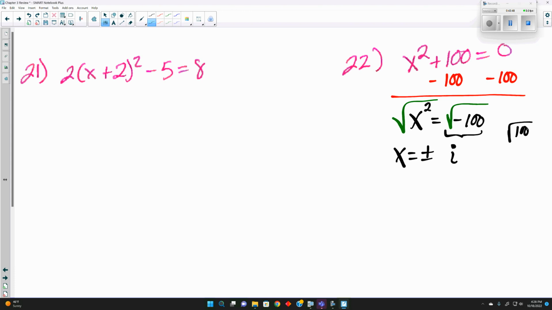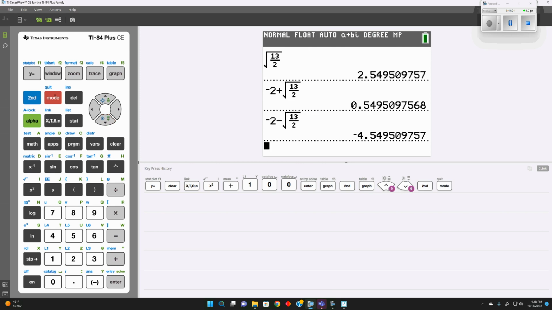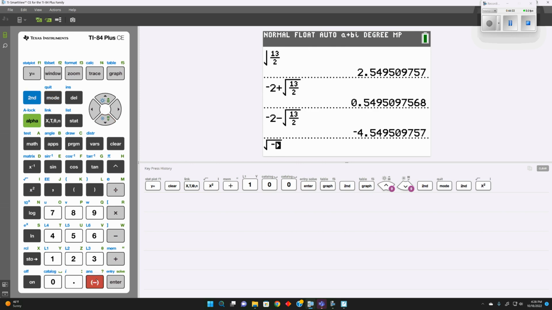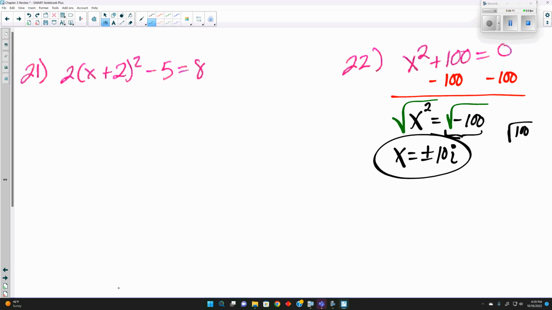Now what that leaves us with is the square root of 100. And in this case, in either calculator, it's going to tell us that it's 10i. And even the graphing calculator, second quit, if I take second square root of -100, because I have it in a plus bi form, it'll tell us that it's 10i. Now we do need the plus or minus, but it will tell us that x is equal to plus or minus 10i. And that is it.